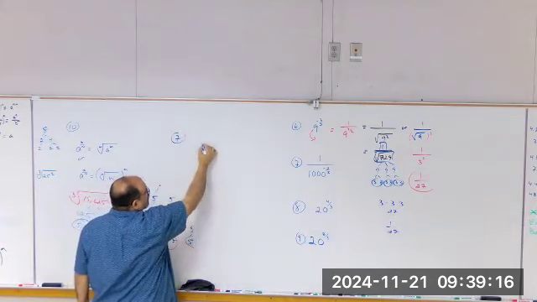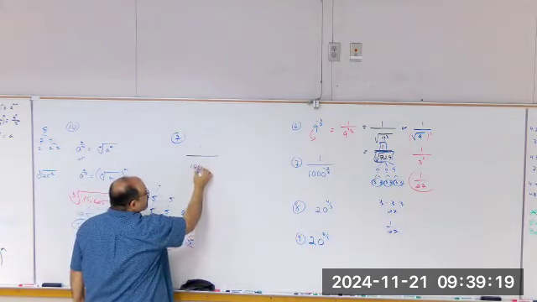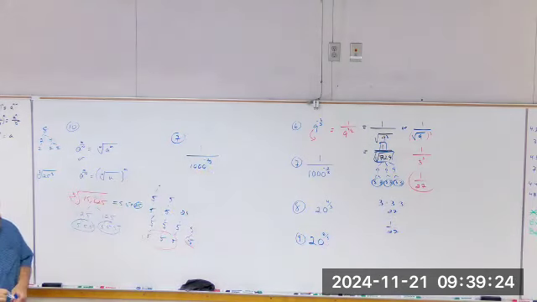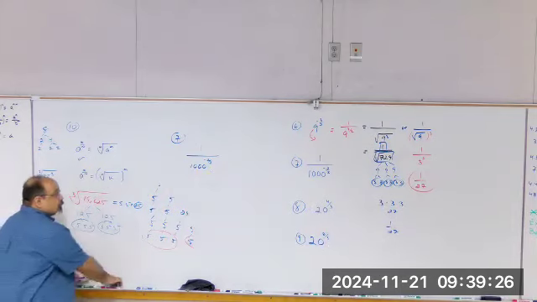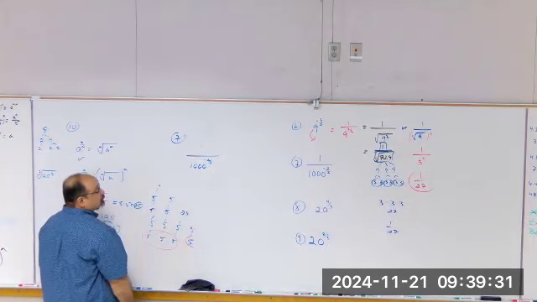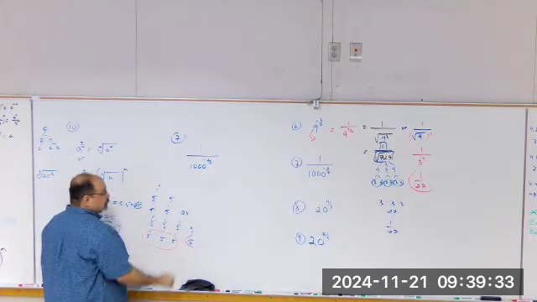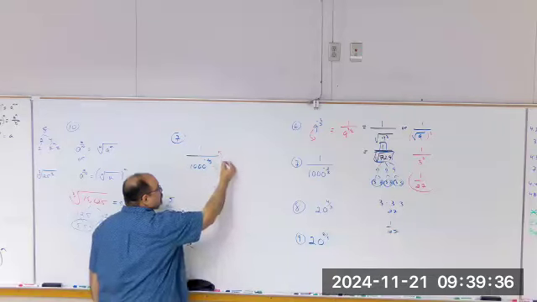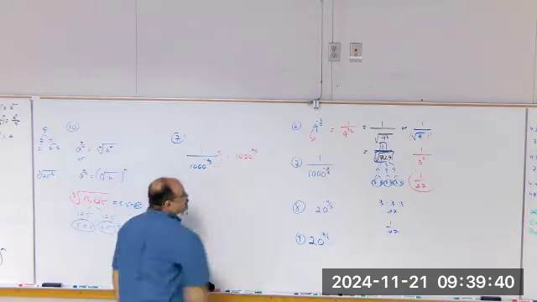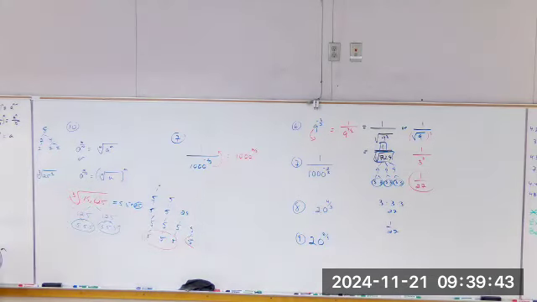Going over here, 1 over 1,000 to the negative 2/3. So what happens there? First thing about that negative exponent, what are you going to do? You're going to flip it up. This one goes up, so now it's just 1,000 to a positive 2/3. Negative exponent means reciprocal. We're going to flip it.